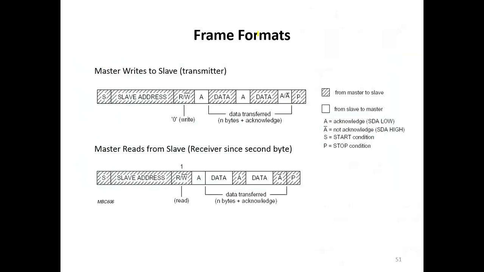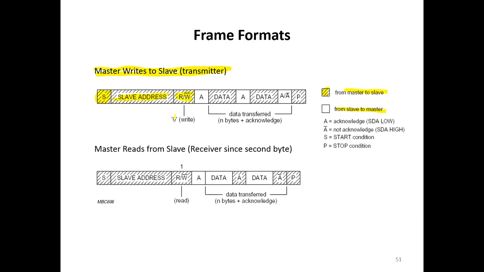So let's see an example, frame format. So if the master is writing to the slave. If here we have shading, that means it is from the master to the slave. If it is not shaded, it is from the slave to the master. So the start condition is generated by the master. Then the slave address is generated by the master. And then the read-write bit is generated by the master.